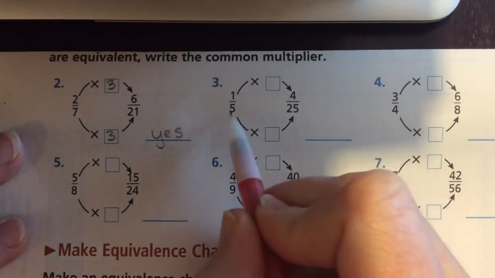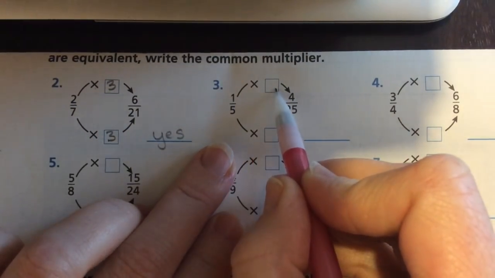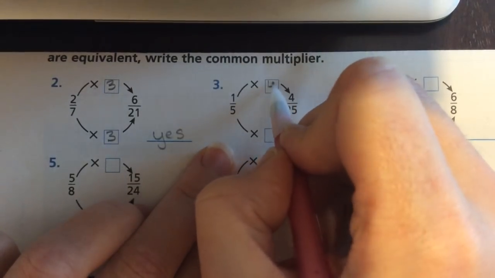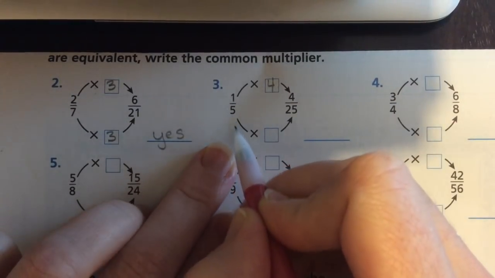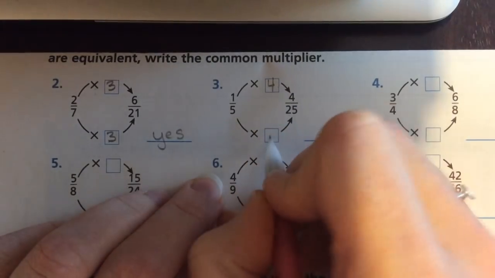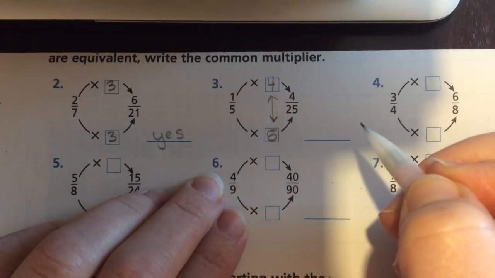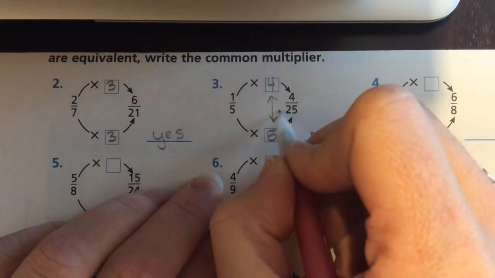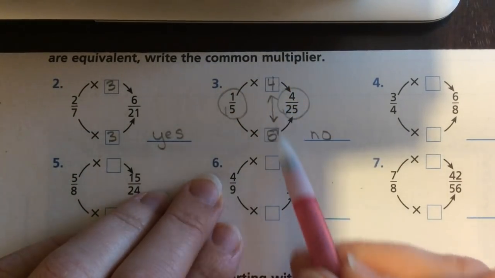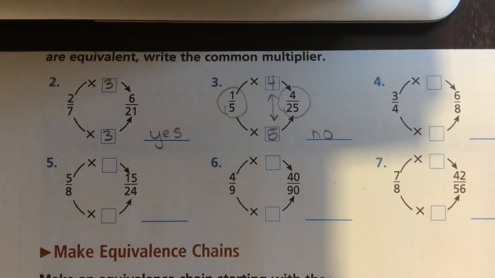This one here, I have 1/5 to 4 25ths. So here I have 1 multiplied by something to get 4. Well, what can I multiply by 1 to get to 4? The only thing I can do is 4. And then here, 5 times something gets me 25, which is 5. Because these are different, these are not equivalent fractions. This is not the same amount as this, because I'm not multiplying by the exact same number. Go ahead and give number 4, 5, 6, and 7 a try.